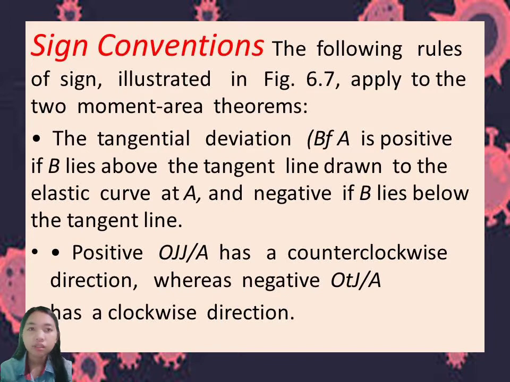So what are sign conventions? The following rules of sign, illustrated in Figure 6.7, apply to the moment area theorems. A sign convention is a choice of the physical significance of signs, plus or minus, for a set of quantities. In a case where the choice of sign is arbitrary or general, a sign convention is a special case of a choice of coordinate system for the case of one dimension.